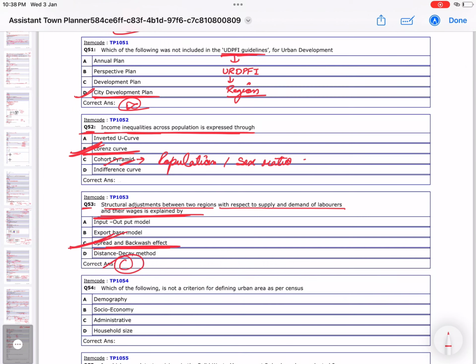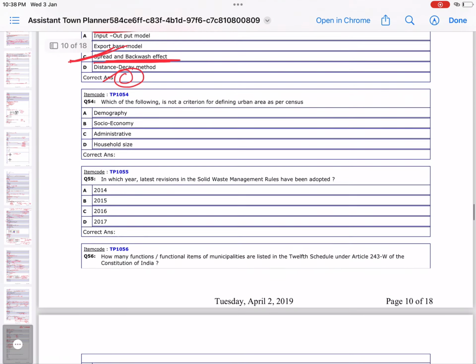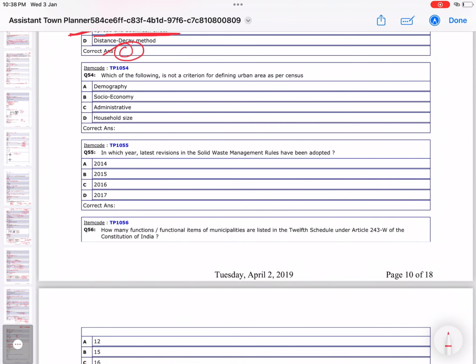Question number 54. Which of the following is not a criterion for defining an urban area as per census? So we know there is demography, they have socio-economic activity. They say 75% of males to be engaged in non-agriculture activity. Administrative, they give this also. Population size is there, 5,000 population is there. But household size is not there, so D is the answer.